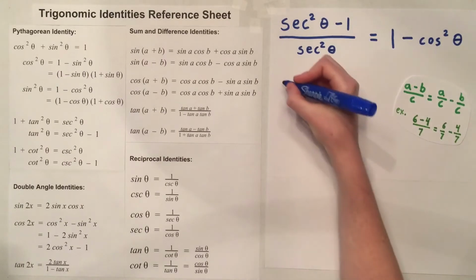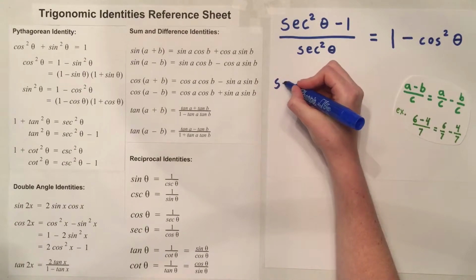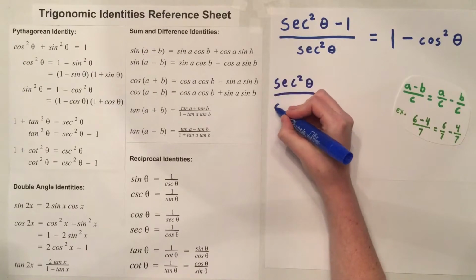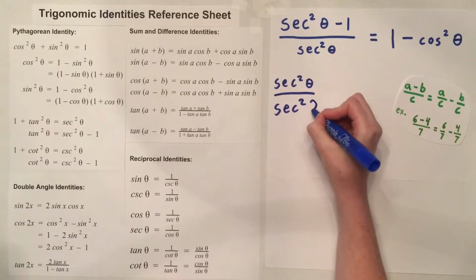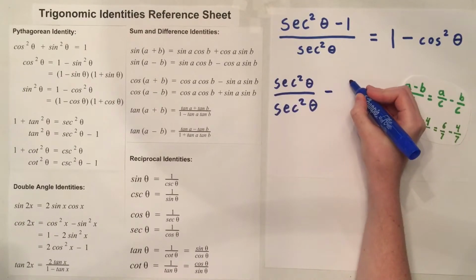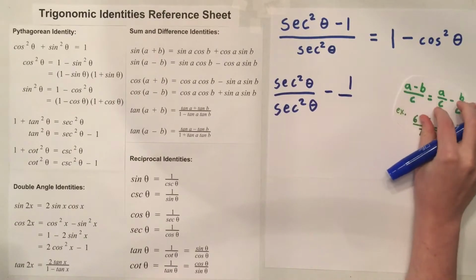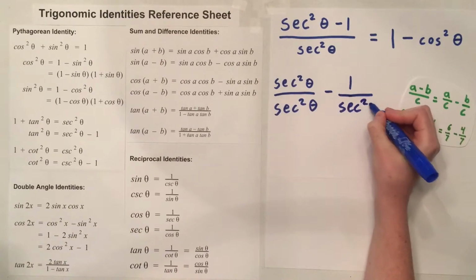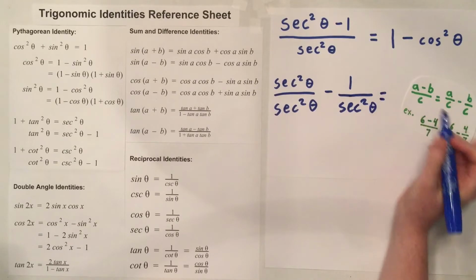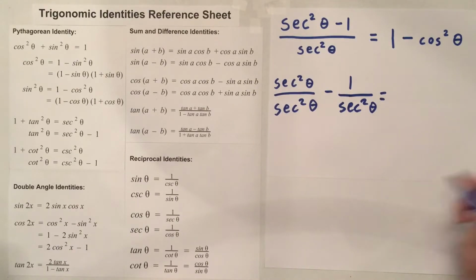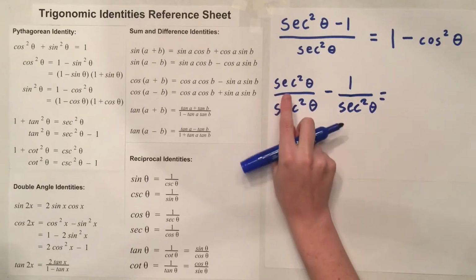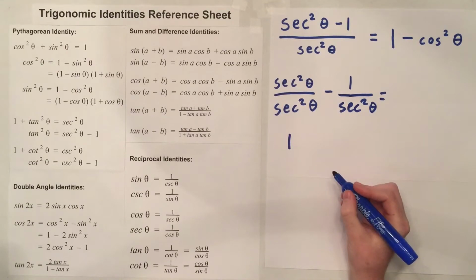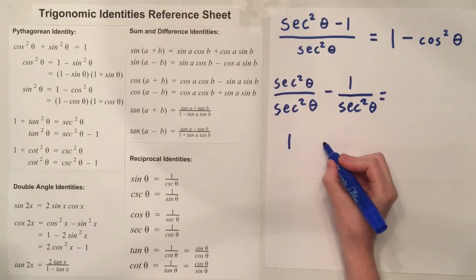So, we can write secant squared theta over secant squared theta minus 1 over secant squared theta. We can then simplify the secant squared theta over secant squared theta to 1 and bring down the rest of our problem.